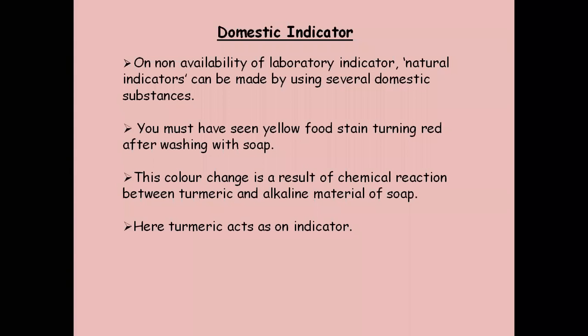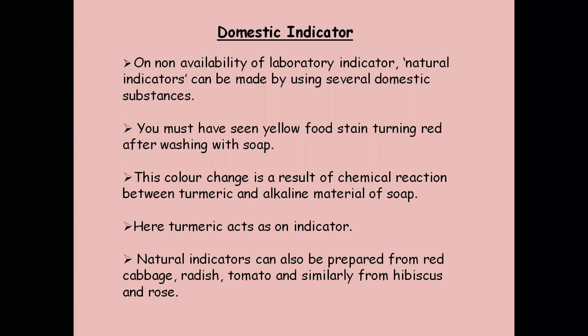Here turmeric is acting as an indicator. So natural indicators can also be prepared in the same way, and other examples are red cabbage, radish, tomato.